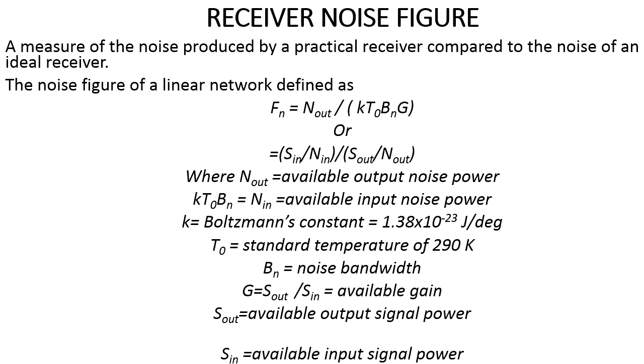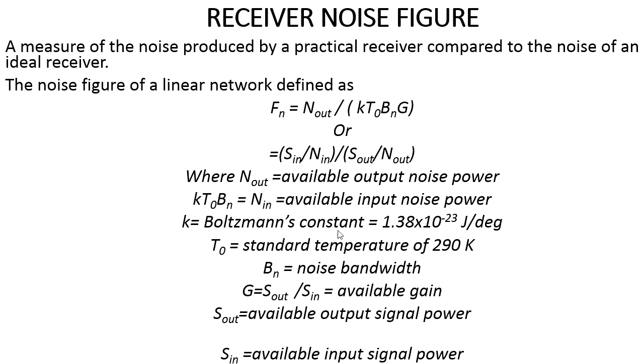How is it calculated? By using the formula: noise figure is equal to N out by KT naught BnG, or the ratio of input signal to noise, to output signal power to output noise signal. So either this formula or this formula we use in order to find the noise figure. And N out is what? The available output noise power. And N in is the available input noise power. And N in is always equal to KT naught Bn.